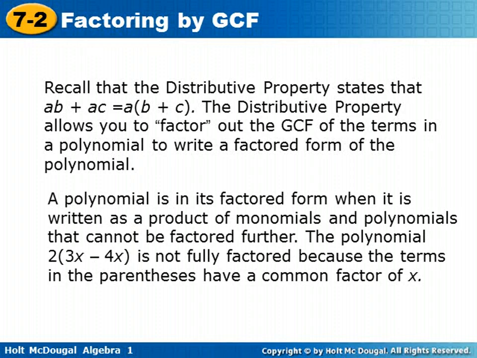A polynomial is in its factored form when it is written as a product of monomials and polynomials that cannot be factored any further. The polynomial 2 times (3x minus 4x) is not fully factored because the terms in the parentheses have a common factor of x.